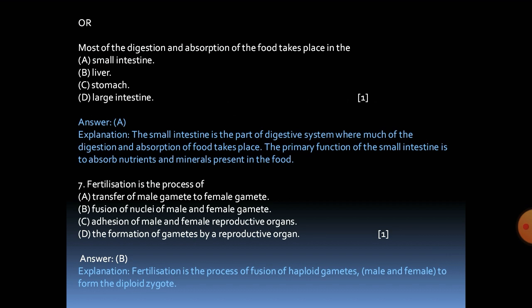Or you are given a choice with the question number 6. You can either answer the question related with fermentation of yeast, or you can go for this question, which is most of the digestion and absorption of the food takes place in the option A small intestine, option B liver, option C stomach, option D large intestine. So the correct answer will be option A, small intestine.